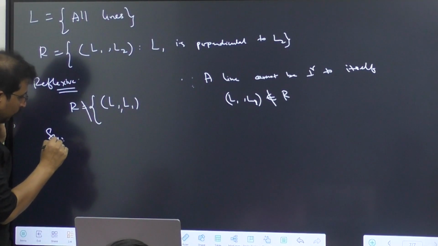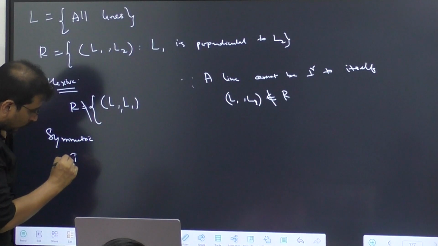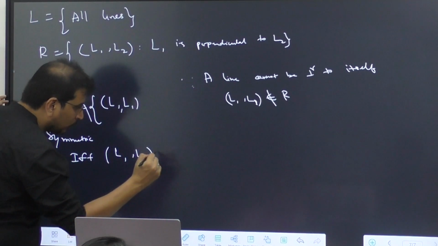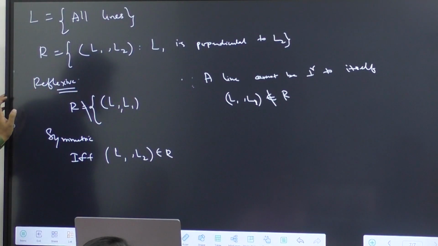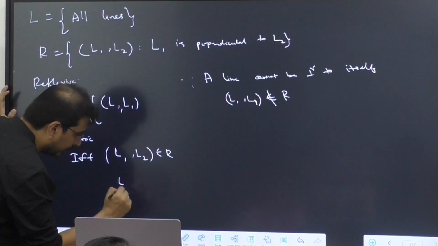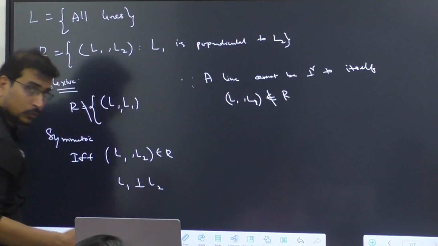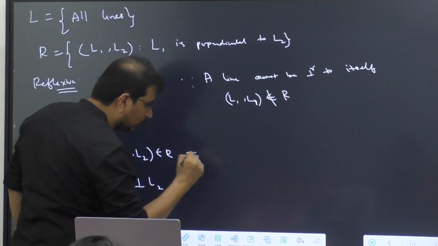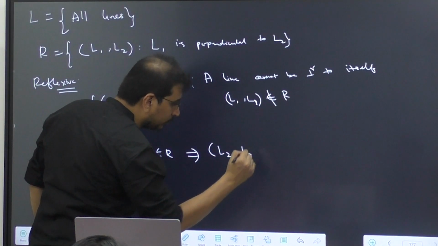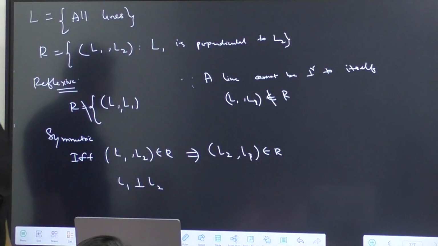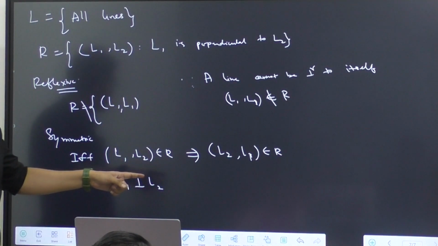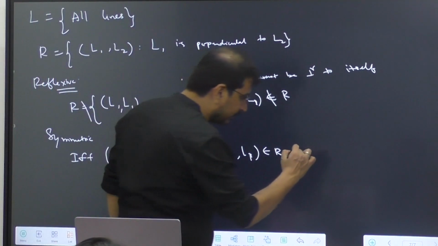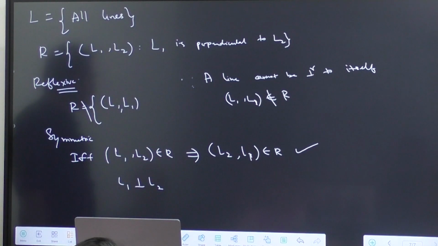For symmetric, what should I do? What should I write for if L1 comma L2 belongs to R? What is the meaning of this? I am trying to say that L1 is perpendicular to L2. Is this an assumption or conclusion? Assumption. Can I conclude that L2 comma L1 also belongs to R? So if the first line is perpendicular to the second, by default, the second is also perpendicular to the first. So this is a conclusion. Yes, it is symmetric.